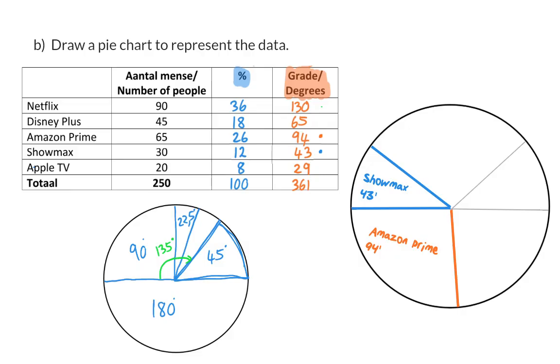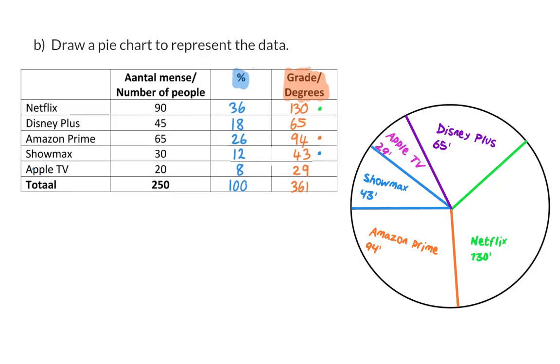So next I'm going to have a look at Netflix, which is just a bit smaller than this. This means that the sector at the bottom right of my circle will be more or less 130 degrees. The remaining sector at the top should now be divided into a 65 and 29 degree part. The bigger part will then be for Disney Plus and the smaller sector for Apple TV. In this pie chart, I chose to indicate the number of degrees for each sector. You can also choose to indicate the number of people or the percentage.